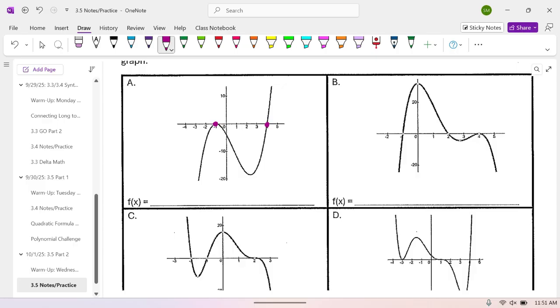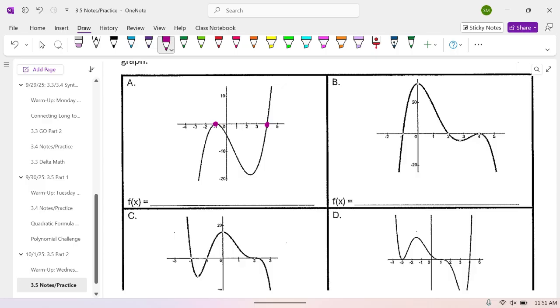We also need to figure out the end behavior. Based off of the end behavior, we need to figure out if it's a positive odd, positive even, or negative even. Remember the chord sort that we did? That's what I'm talking about. If I'm talking about an odd function, are the tails going in opposite directions or the same direction? Opposite. What about even? Same.